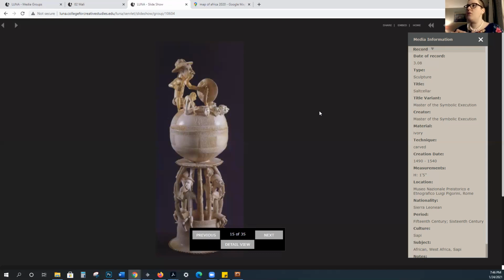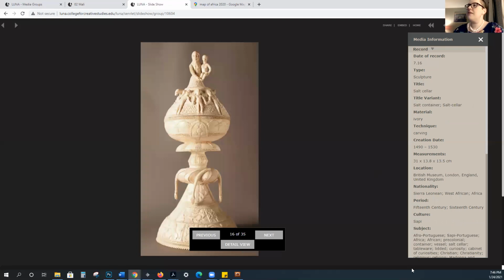So these were common, and they were intended to show off the wealth of the person who owned these objects. And these are actually pre-colonial. So this is before the colonization of Africa. This is before the transatlantic slave trade, okay? This is actually 150 years before that really gets going.